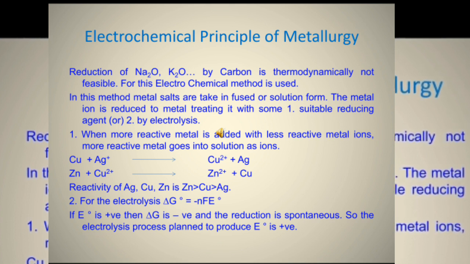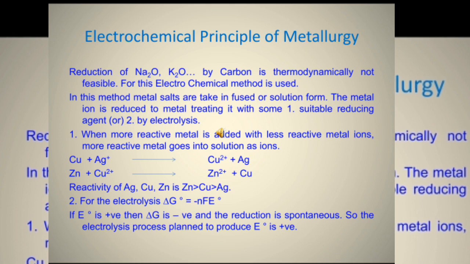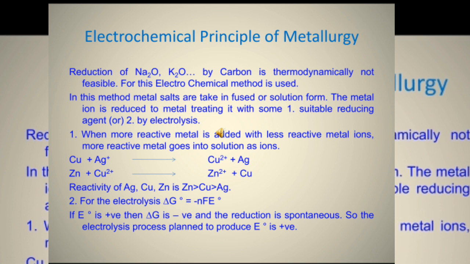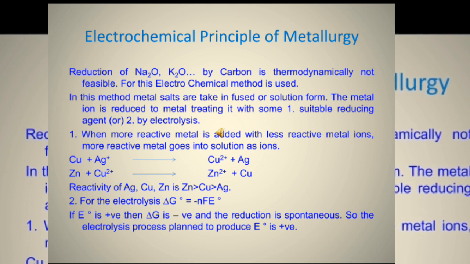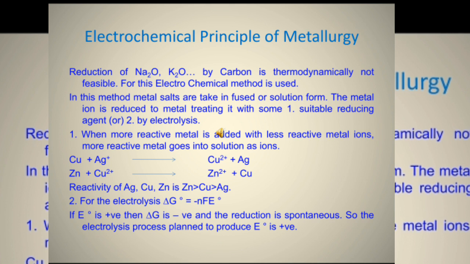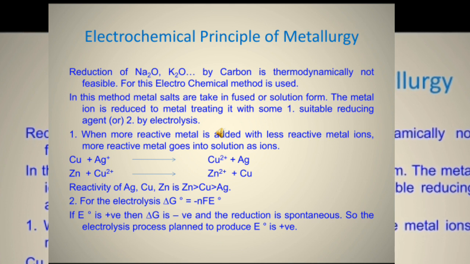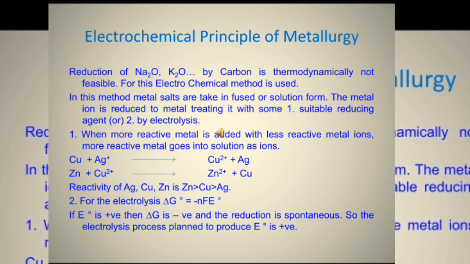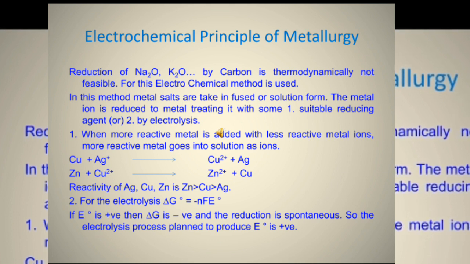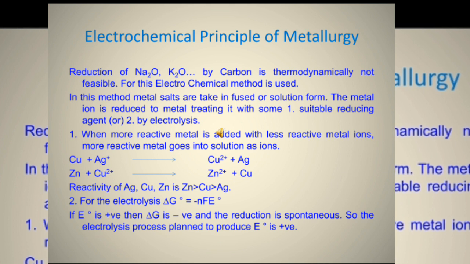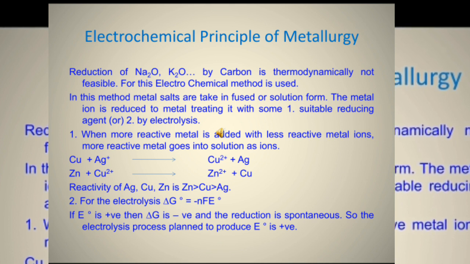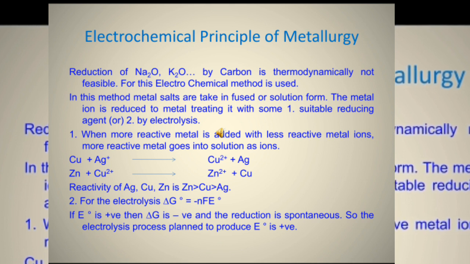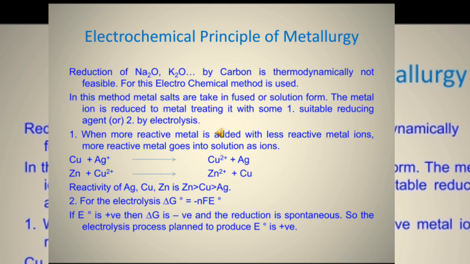For that purpose only we are going to use the electrochemical method here. First of all, what metal oxide are we going to use? That metal oxide we have to change to a fused state or solution form. Fused means a melted form, and solution means with the help of a solvent we change that metal oxide into metal ions in the solution form. The metal ion in the solution form is reduced to metal by two methods. The first one is a suitable reducing agent, the second one is by using electrolysis. We are going to see the first one now.